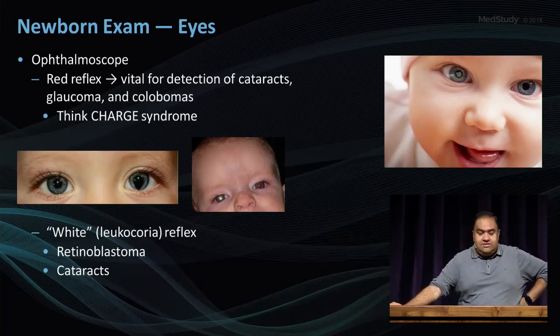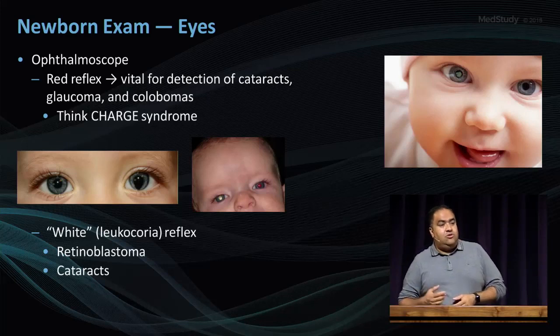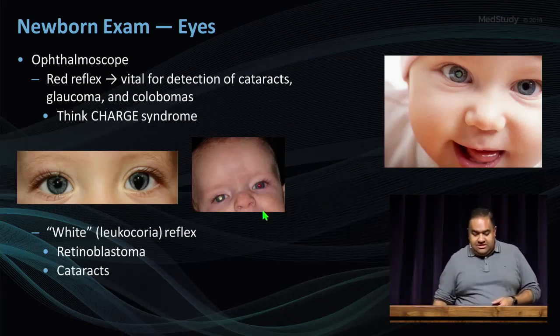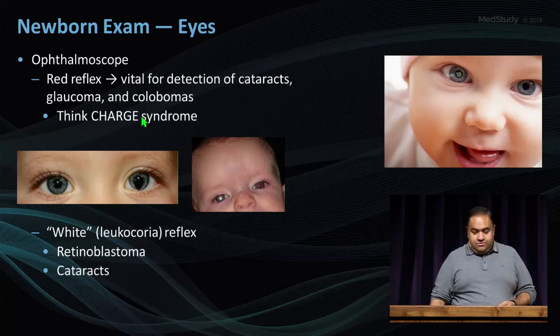So red reflex is really vital for the detection of cataracts, glaucomas, and colobomas. The coloboma, as you can see here, you can see where it is almost dripping down, it feels like. They call it the keyhole, and it looks like a keyhole where you just put a key inside. Those are colobomas. You want to think CHARGE syndrome.